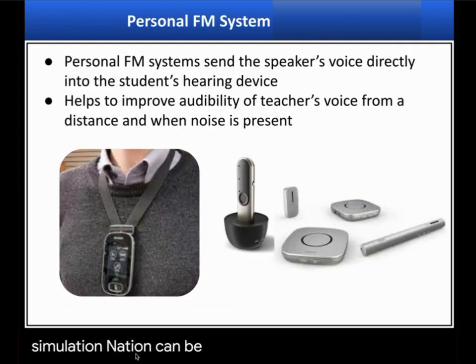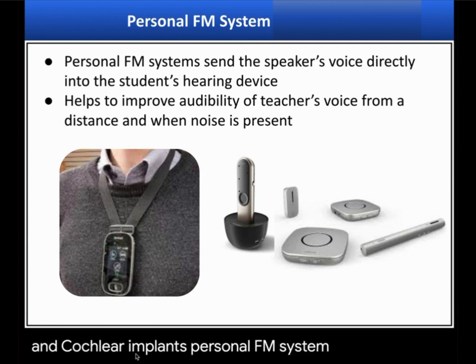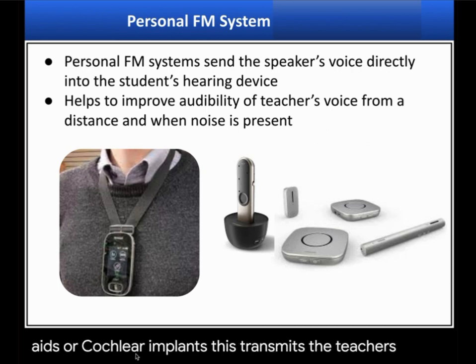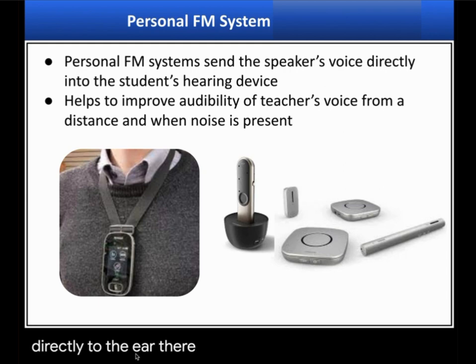Communication can be challenging even with hearing aids and cochlear implants. Personal FM systems connect directly to students' individual amplification devices. The teacher wears a transmitter around their neck or clipped to clothing, and their voice is transmitted to a student's hearing aids or cochlear implants. This transmits the teacher's voice directly to the ear, thereby limiting the influence of noise, distance, or reverberation.